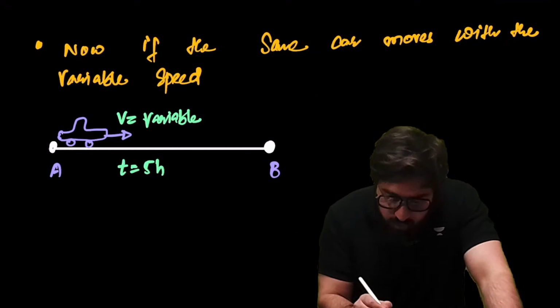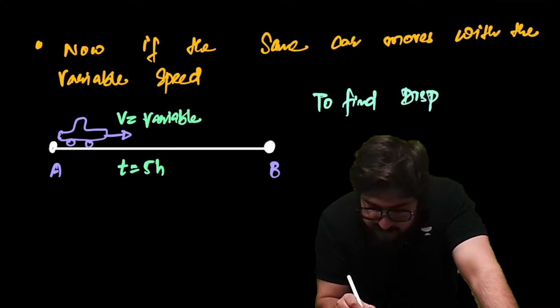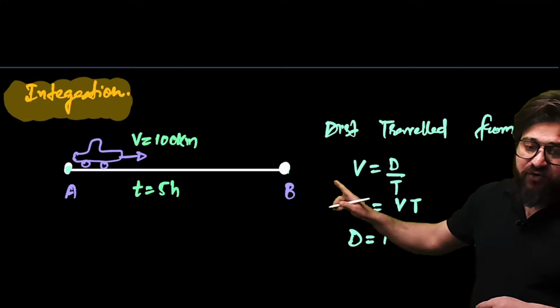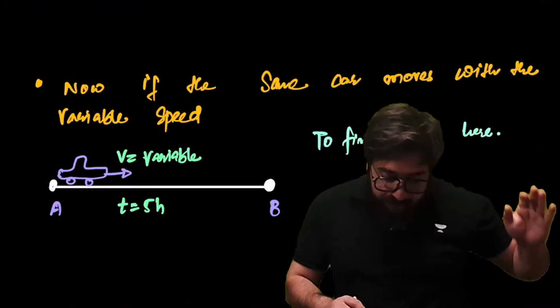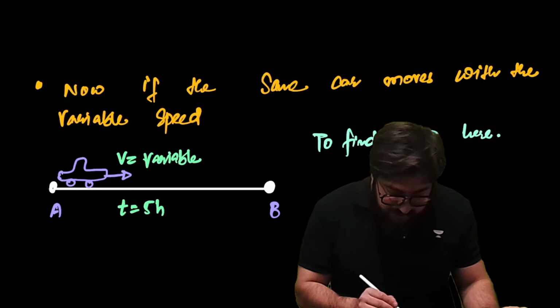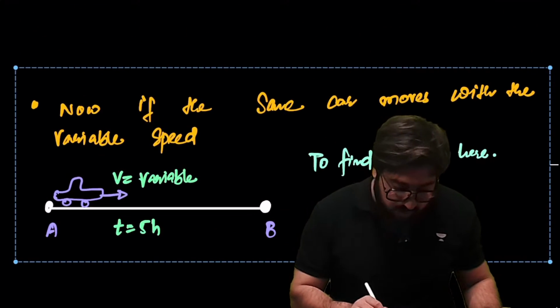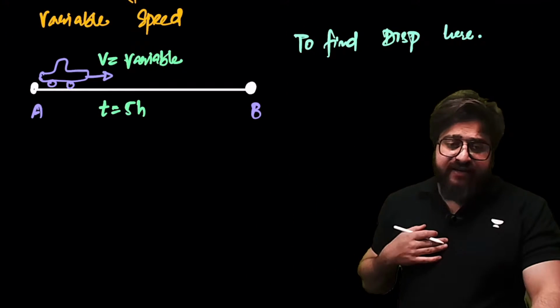So to find the displacement here, we cannot use this formula, because this formula is used when speed is constant. But in this case, the speed is not constant at all. So my dear friends, listen to me very carefully.